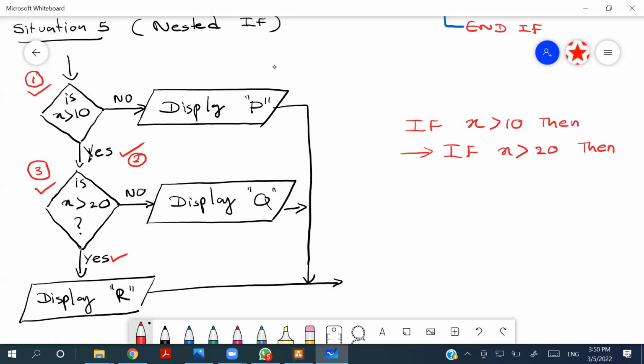Yes. Right. Then we should go to the yes path of the second condition. That means the fourth step over here. Then we should do what? We are having the displaying part, right? Yes, display R should be there. So display R.